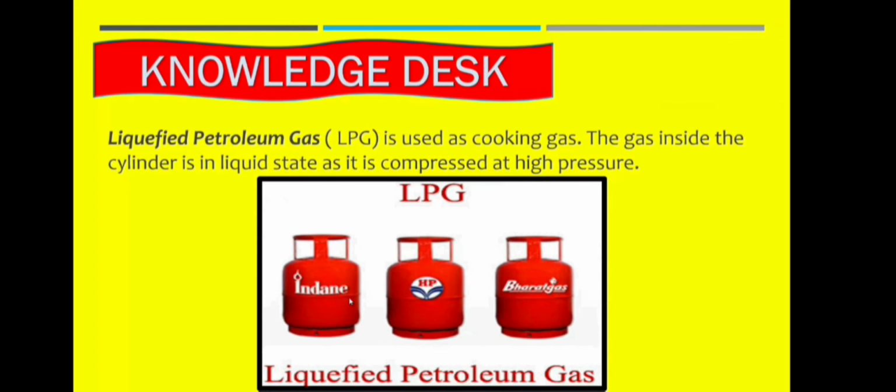Do you know that liquefied petroleum gas, LPG, is used as cooking gas? The gas inside the cylinder is in liquid state as it is compressed at high pressure.